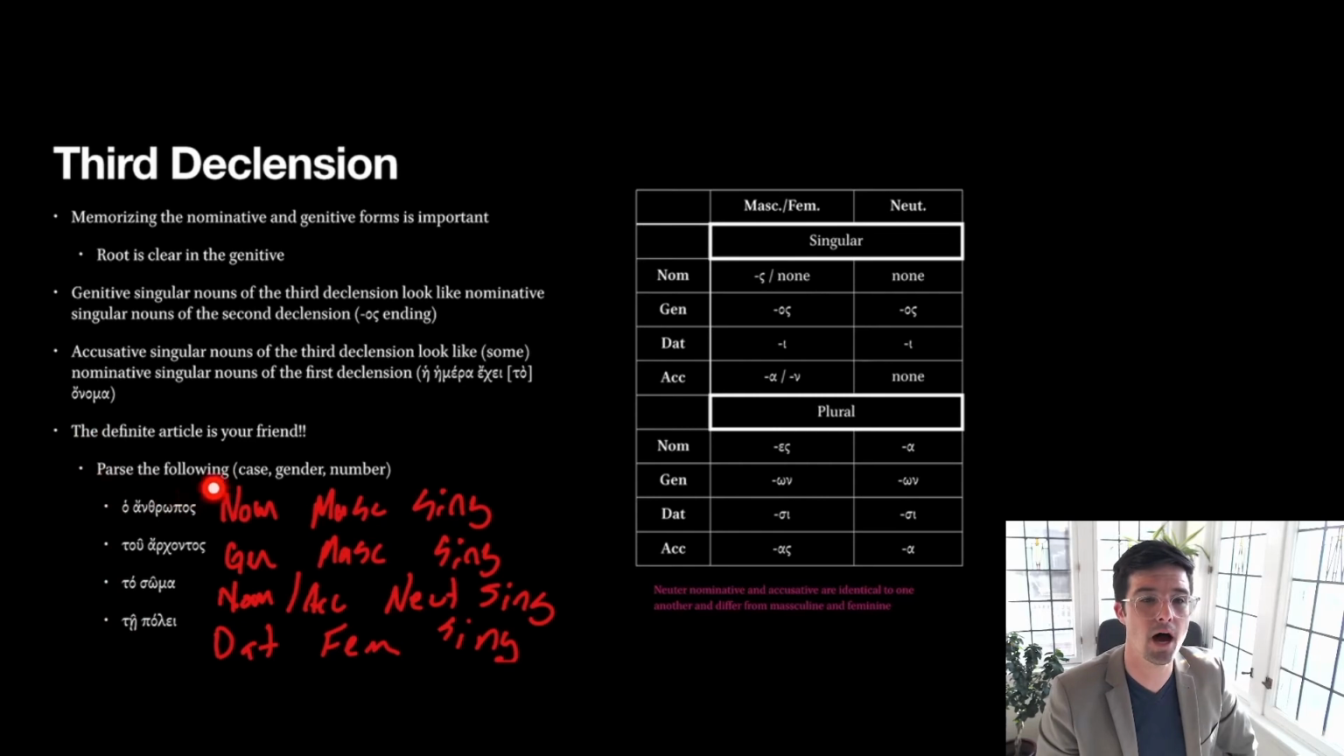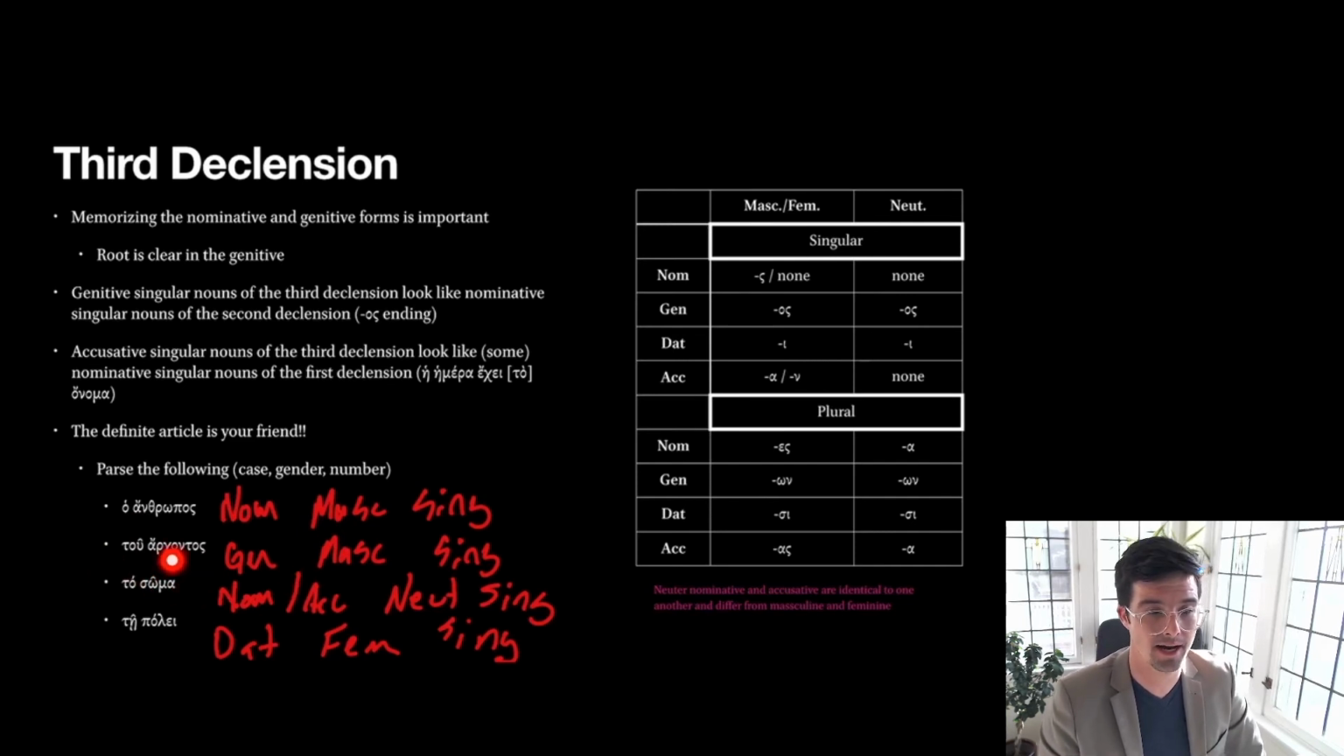So from the ho, we know that this is nominative masculine singular. From the tou, we know that this is genitive, either masculine or neuter singular based on the form tou, but archōn, the word that this comes from, is a masculine word. So our correct parsing information is genitive masculine singular. To sōma is going to be nominative or accusative.